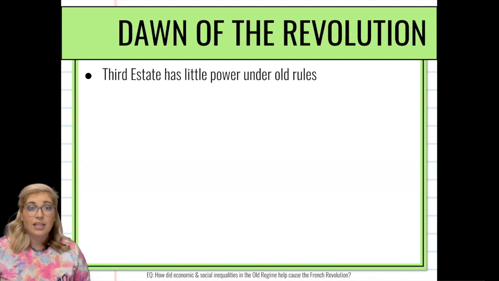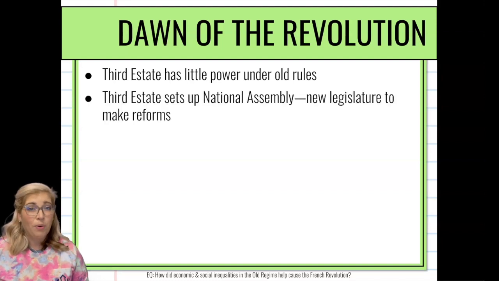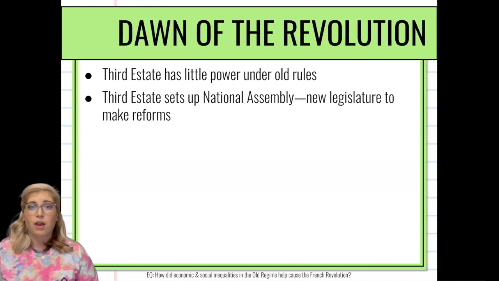So they decide to leave. The first 2 estates kind of gang up on them. And so the Third Estate's like, all right, we don't want to be part of this estates thing anymore. We don't want to be part of the Estates General. We're going to set up our own, and it's going to be called the National Assembly. And it's going to be a new legislature to make new reforms throughout the country of France.